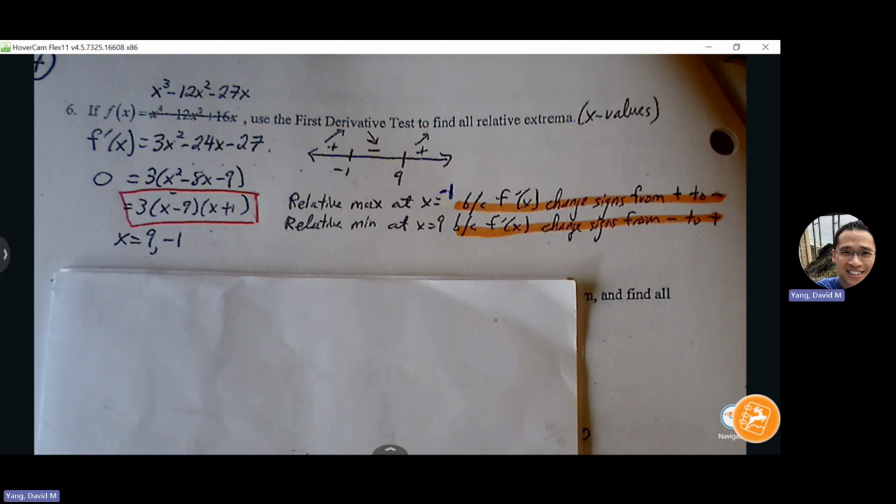Okay, any questions with first derivative test? I think most of us find this pretty straightforward. We've seen this already from particle motion.